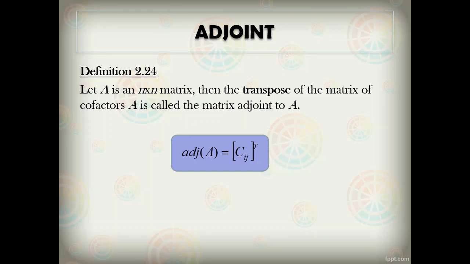So what is adjoint? Adjoint is the transpose of the cofactor matrix. You have the cofactor matrix, you transpose it, and that is the adjoint. So for an n by n matrix, a 3 by 3 matrix and so on, finding the adjoint is just transposing the cofactor matrix.